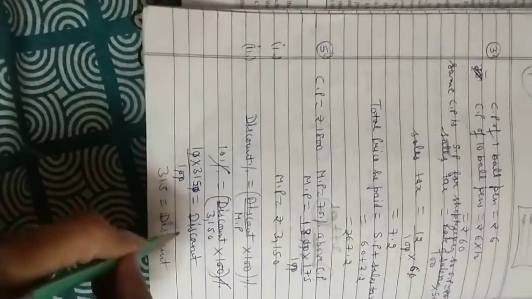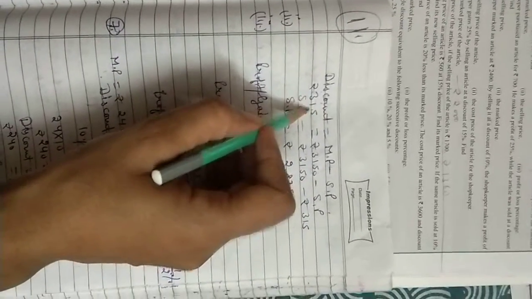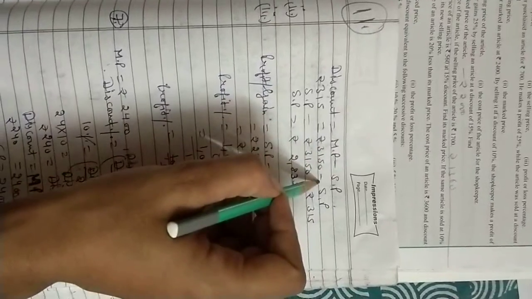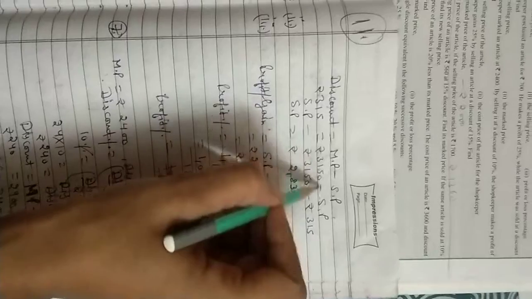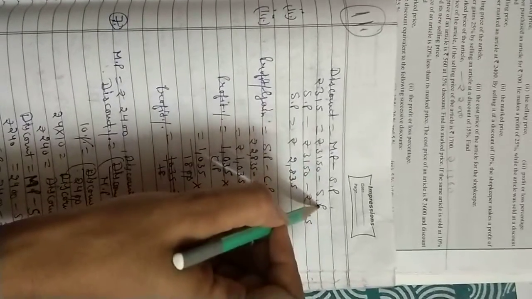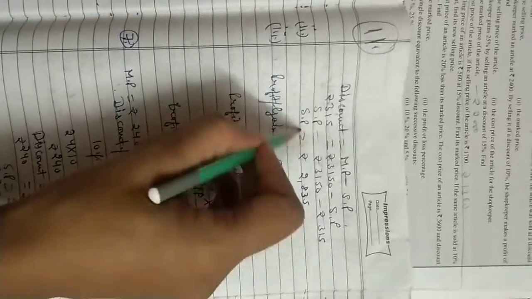So this is the second part, and now we continue. Discount is equal to MP minus SP, the formula which we have learned. The discount we have found is 315, and MP is already given, which we found in the first part. In the second part we find the discount, and from here we find the value of SP when it goes to this side: minus, the second part is 2835, SP.